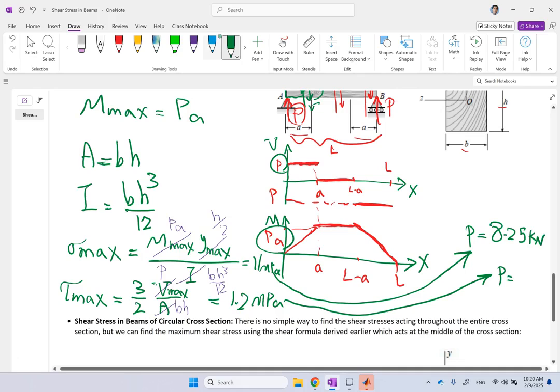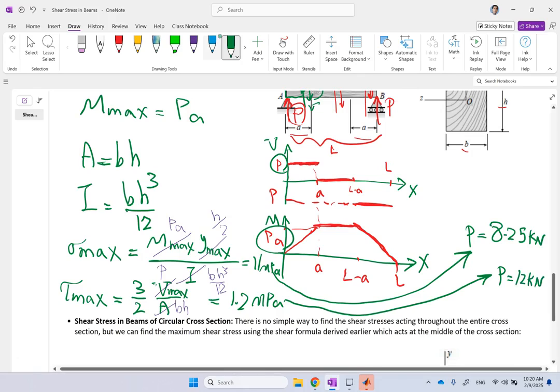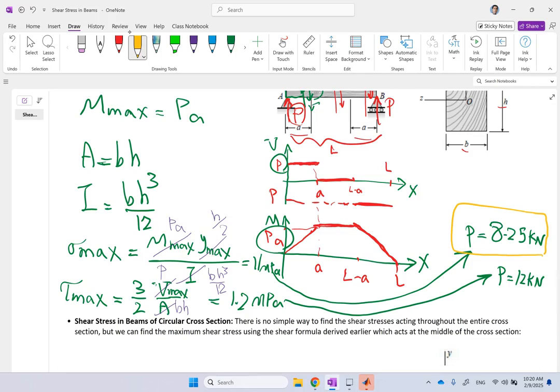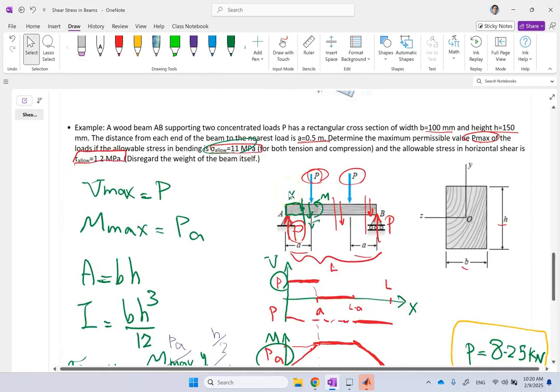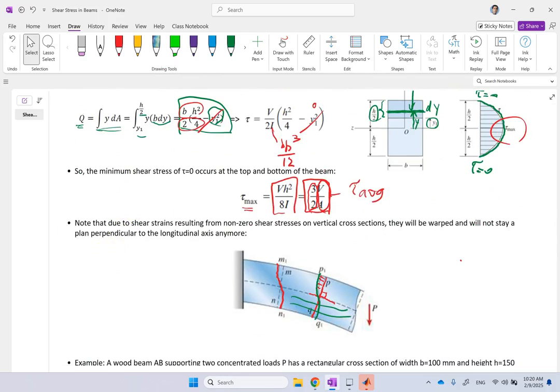And the bottom one will give you 12 kilonewton. Which one would you pick? Remember, you always pick the smaller one, so no failure happens in bending or shear. So here you see that the bending is dominating, okay? And you have to go based on the bending. Okay, so this is how you deal with non-uniform bending by considering both normal stress and shear stress.